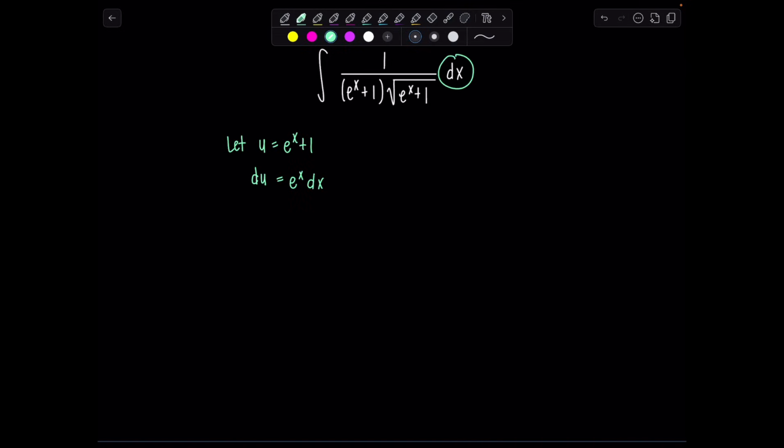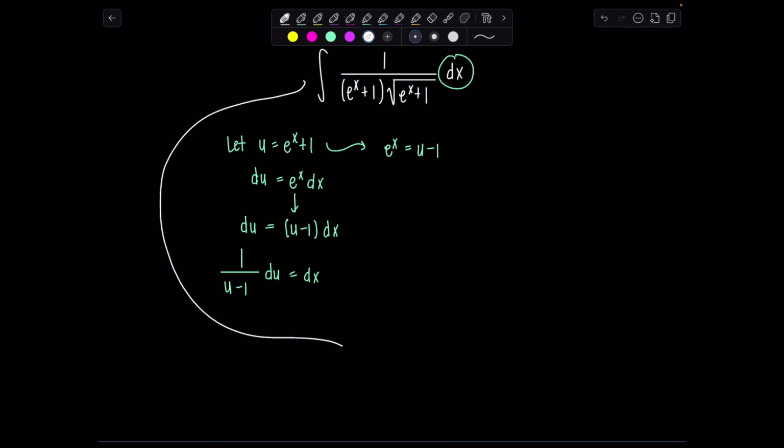No problem. What I'm going to do is solve for e to the x in terms of u from right here. I can say e to the x is equal to u minus 1, right? So then now we have u minus 1 dx is equal to du. And therefore I can say, okay, 1 over u minus 1 du is equal to dx. Perfect. So that means we can rewrite the original integral all in terms of u.